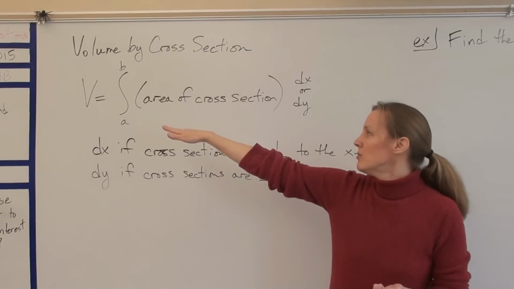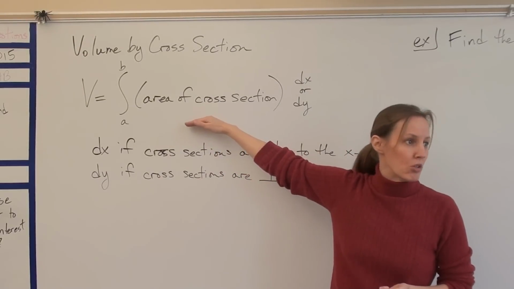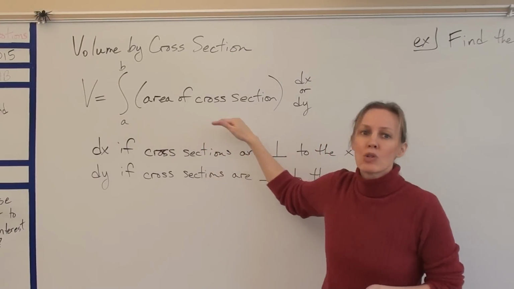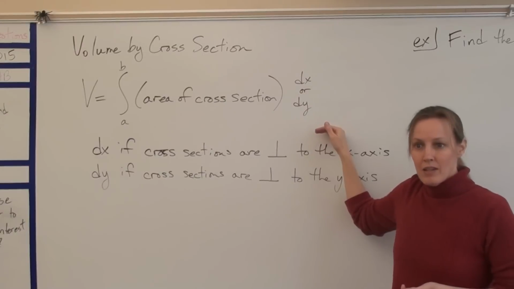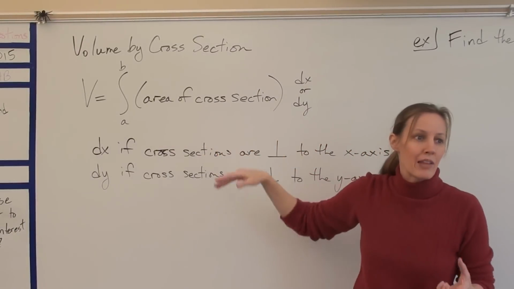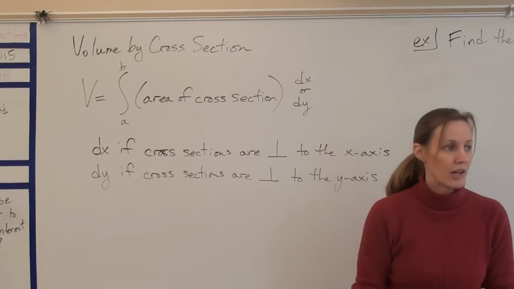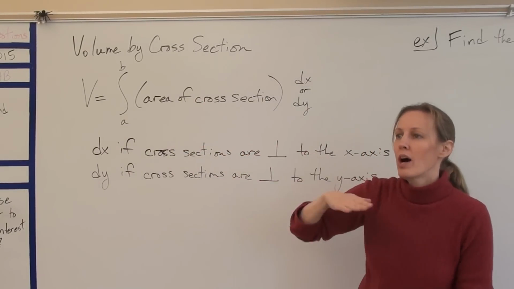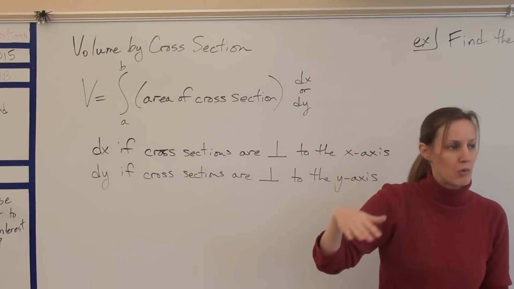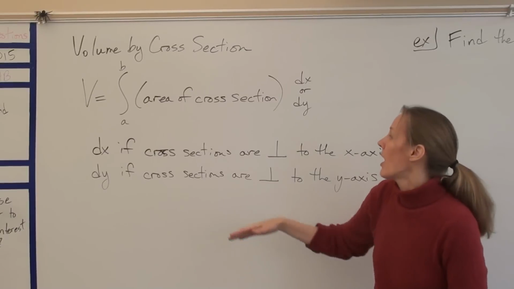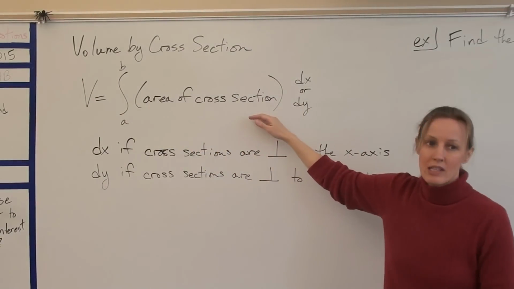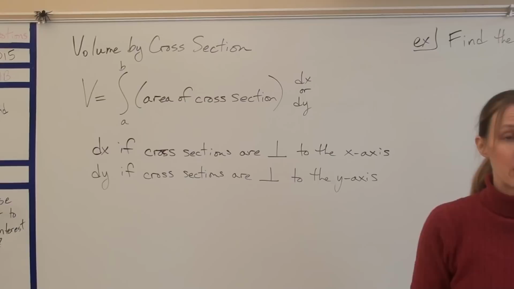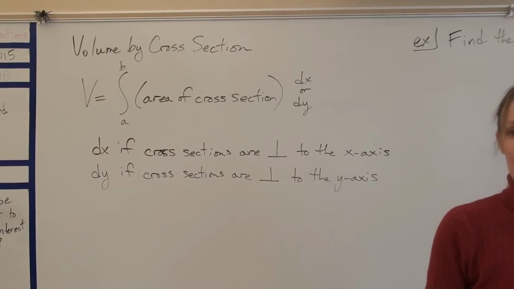Your volume formula works for the rotation ones too, because the cross sections are all circles. What was our volume formula for the disk method? Pi r squared dx or dy. So it's the same formula, it's just that now we're going to do it with things other than circles. So volume in general, for any solid where the cross sections are the same shape, no matter where you slice it, but just maybe different sizes, is always the integral of the area of the cross section, dx or dy.